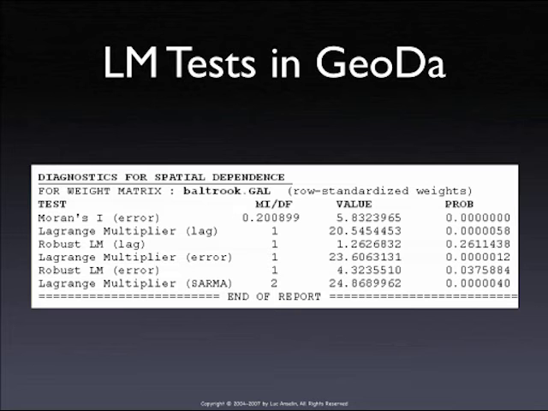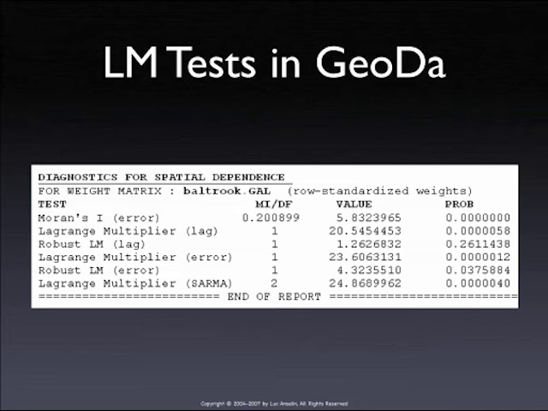In the error one, we start at 23, we correct for lag, and we end up at 4. Now the 4 is marginally significant. The 1.2 is clearly not. So at the second stage, we cannot reject the null using the robust lag test, but we can, at 0.03, using the robust error test. In this case, it would point to an error as the alternative.